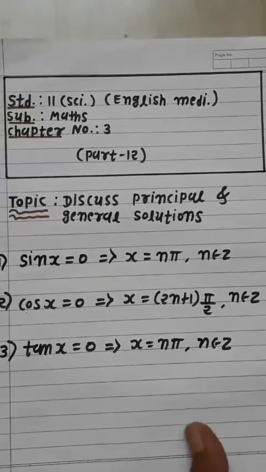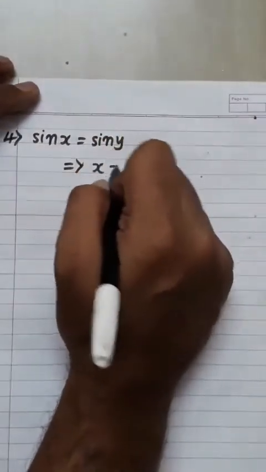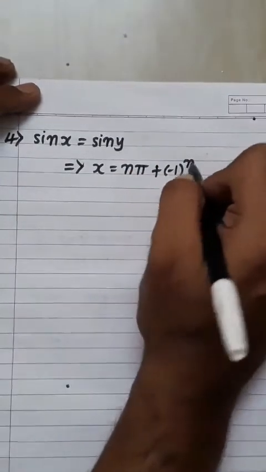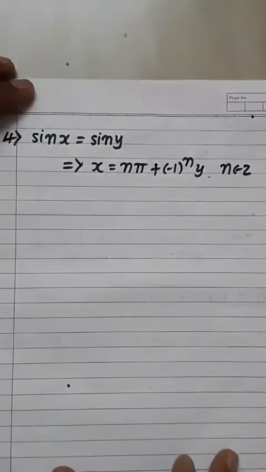Now suppose sin x is equal to sin y form is present. Fourth result, if sin x is equal to sin y, the general form is x is equal to n pi plus (minus 1) raised to n y, where n belongs to Z.